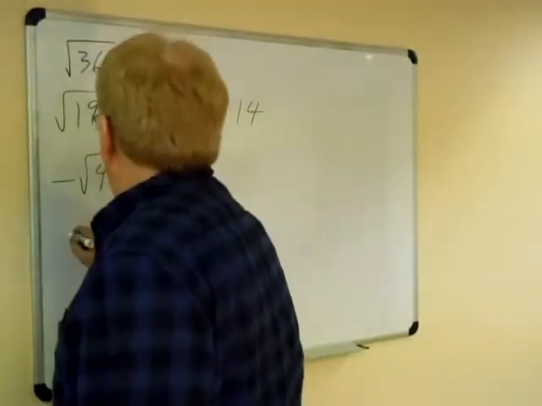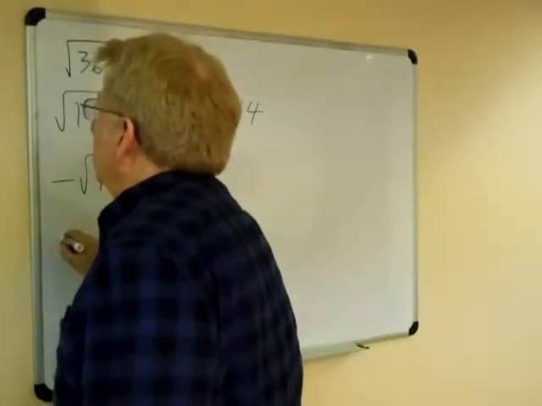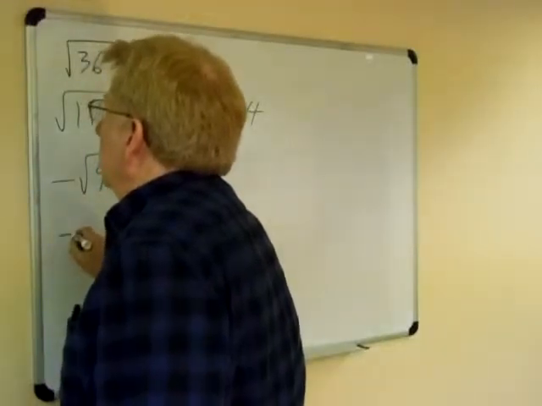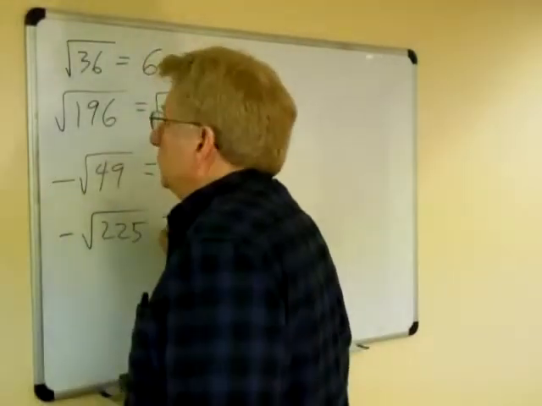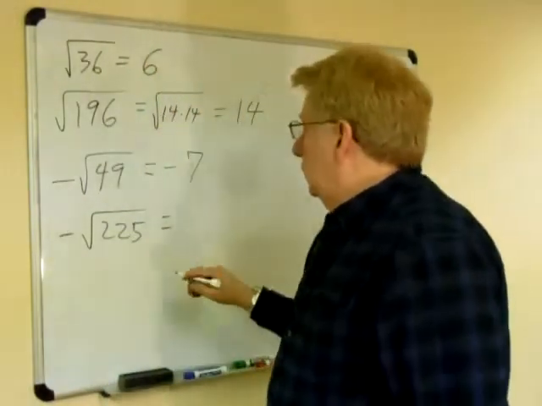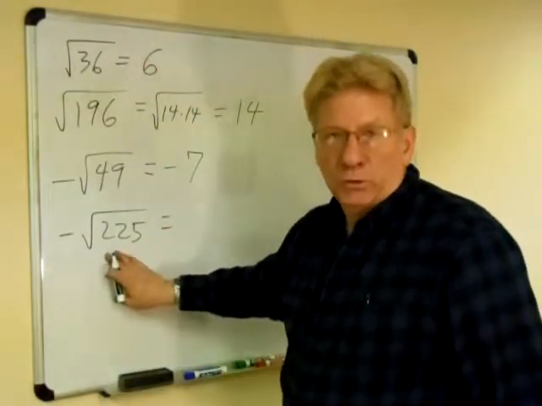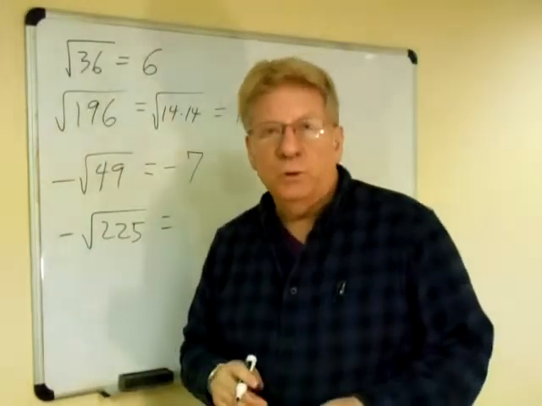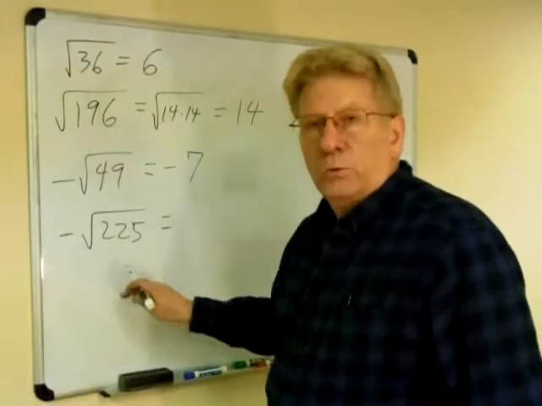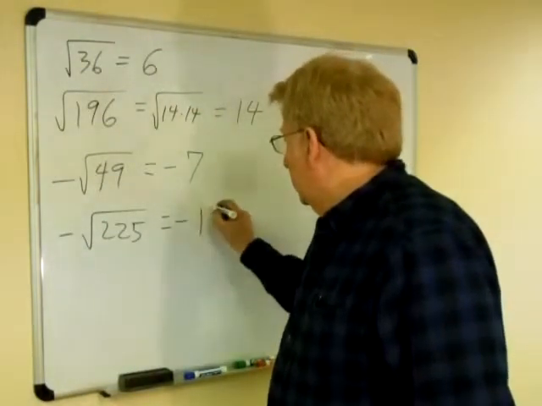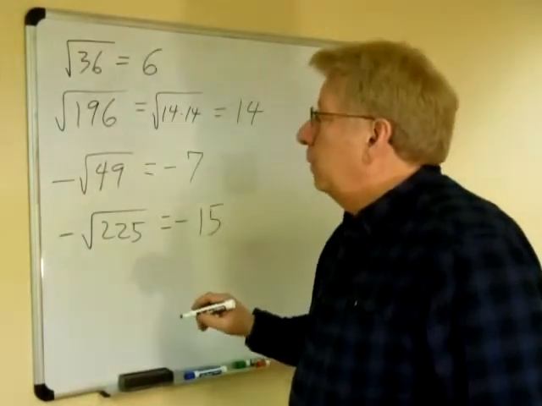Another one, minus the square root of 225. Again, 225 is a perfect square. 15 times 15 is 225. And the negative sign is outside of the square root, so we're okay. So it's minus 15.